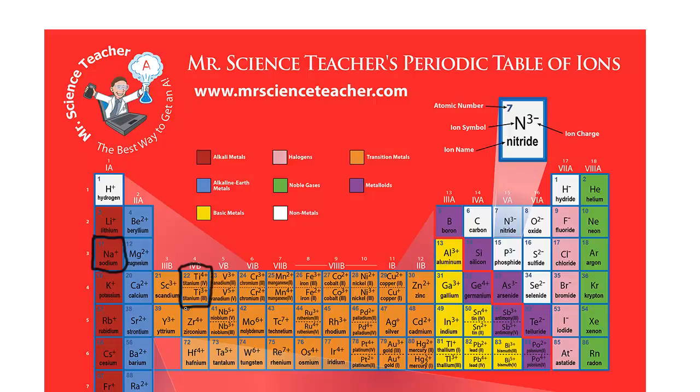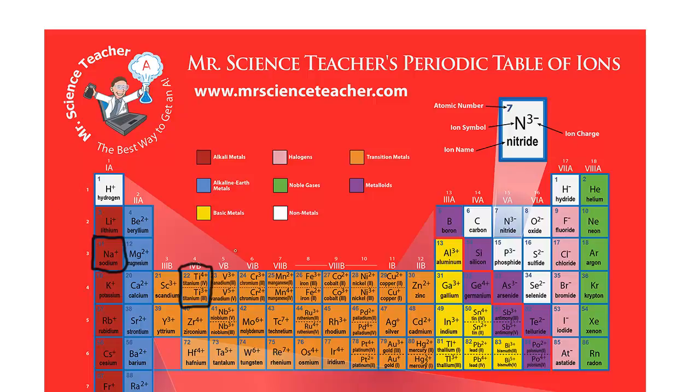If there is more than one in the box, you must use the Roman numerals. The name will include those. If there is only one in the box, then you don't have to worry about Roman numerals. You don't write them down. But if there's more, you have to use Roman numerals.